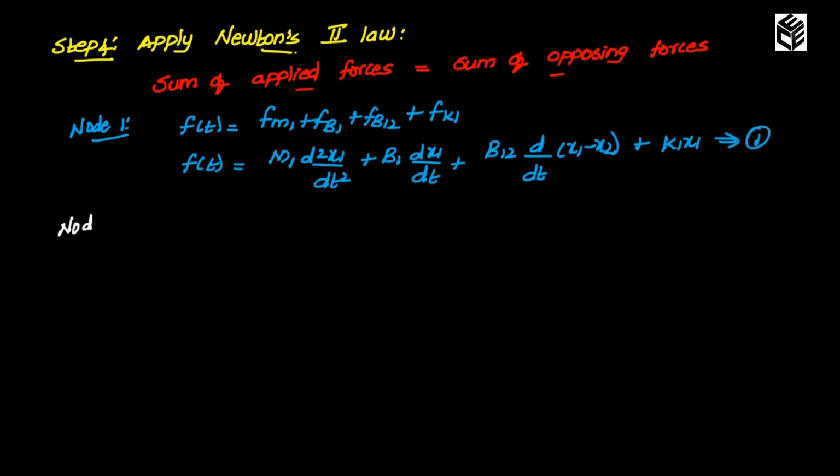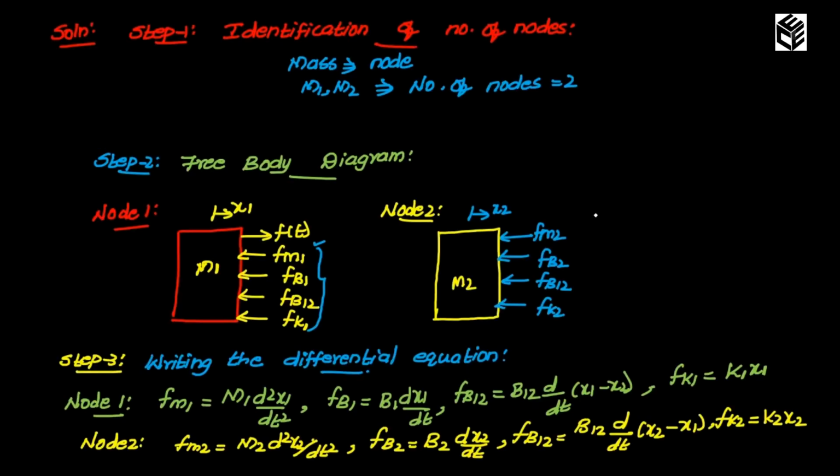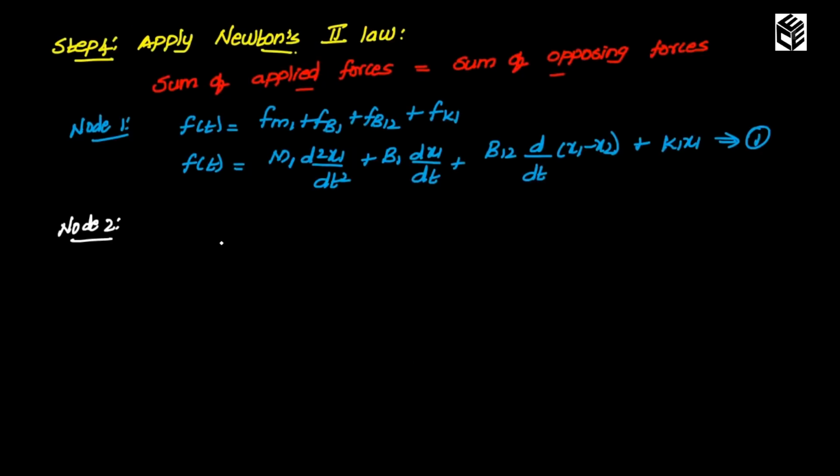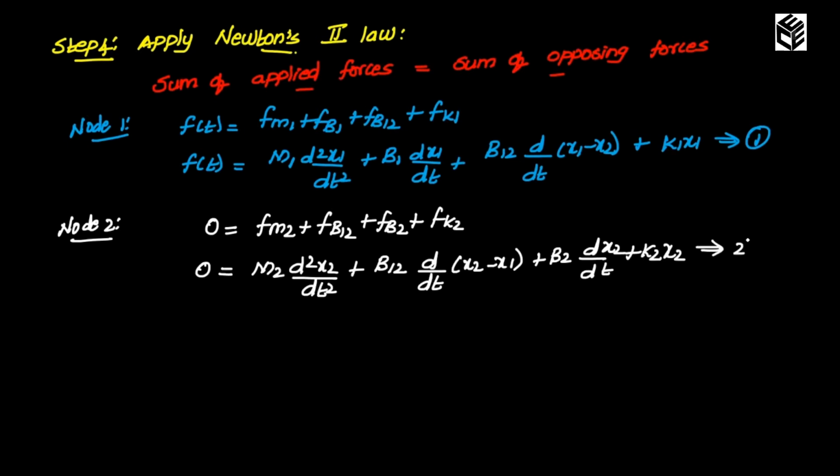I am going to apply Newton's second law for node 2. So, to node 2, I don't have any applied force, only opposing forces are available. Therefore, on applying Newton's second law, we will get 0 is equal to Fm2 plus Fb12 plus Fb2 plus Fk2. So, on applying the differential equation, I will get the answer, I am taking this as equation number 2. So, with these two equations, our first target of finding differential equation is completed.